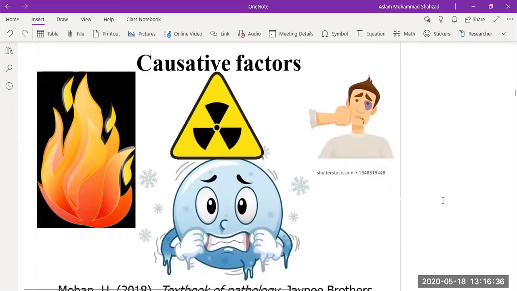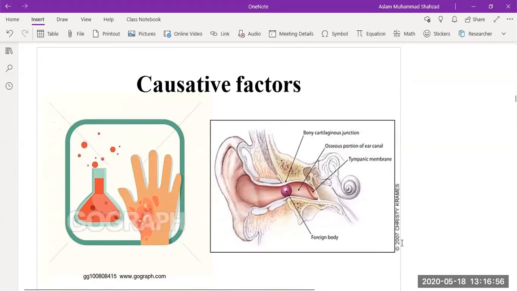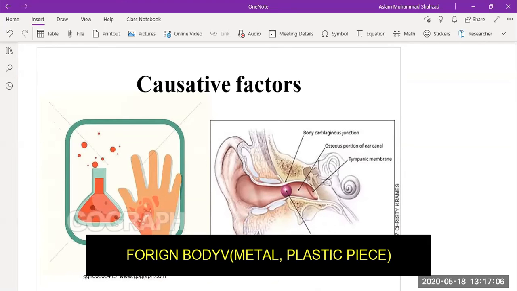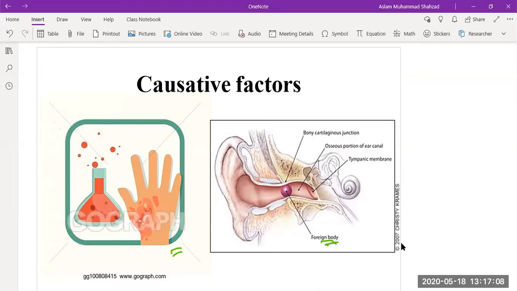The other causative factors for inflammation could be heat induced inflammation. It could be because of the cold, could be because of radioactive elements such as uranium, or could be caused because of physical injury, somebody punches you, hurts you by a slap. Then the other causative factors could be chemical induced inflammation, because of the presence of any foreign body, maybe any foreign body enters in your ear or any body organ.